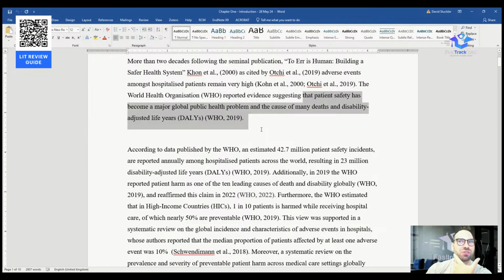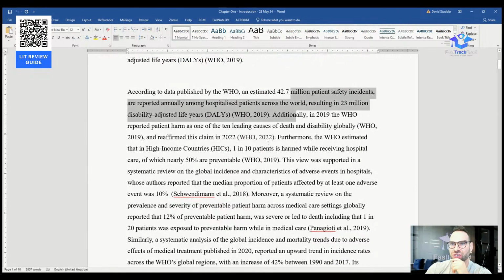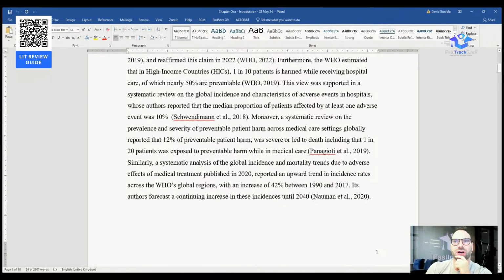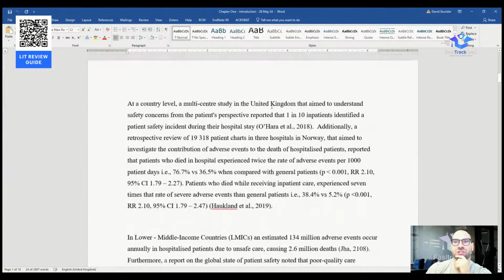So you're saying that patient safety is very important and that we have high deaths in hospitalized patients. So this is good in an introduction. You want to set the stage for why this conversation is so important. Talking about patient safety incidents. Okay, lots of stuff on patient safety incidents.